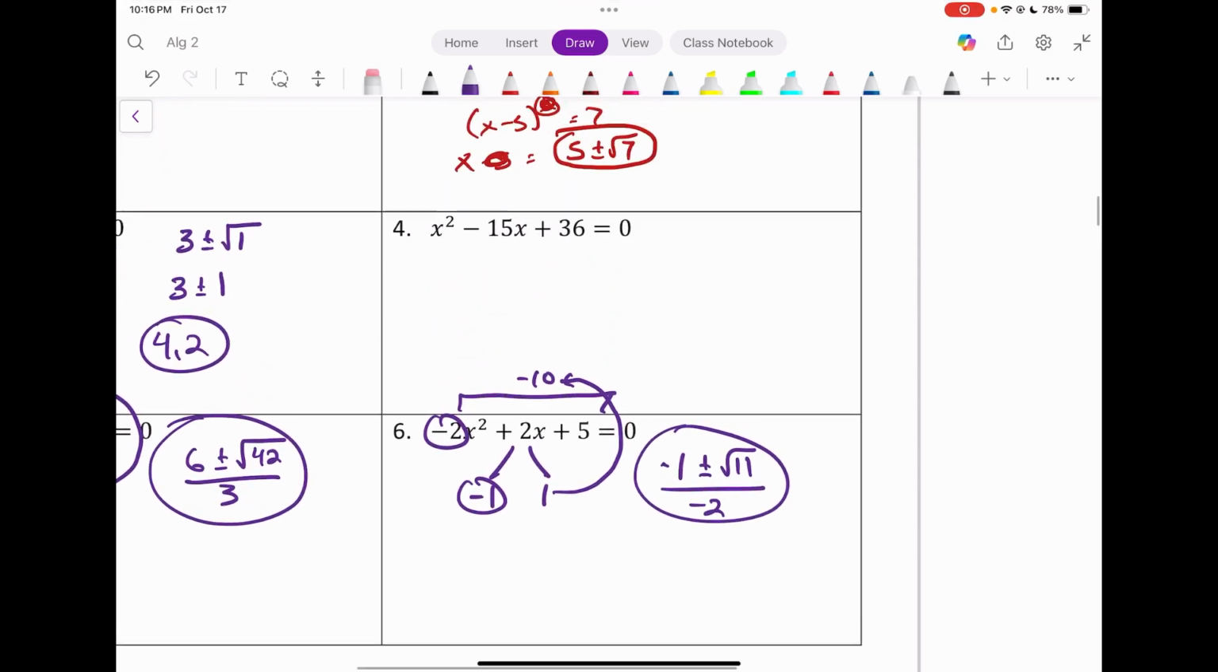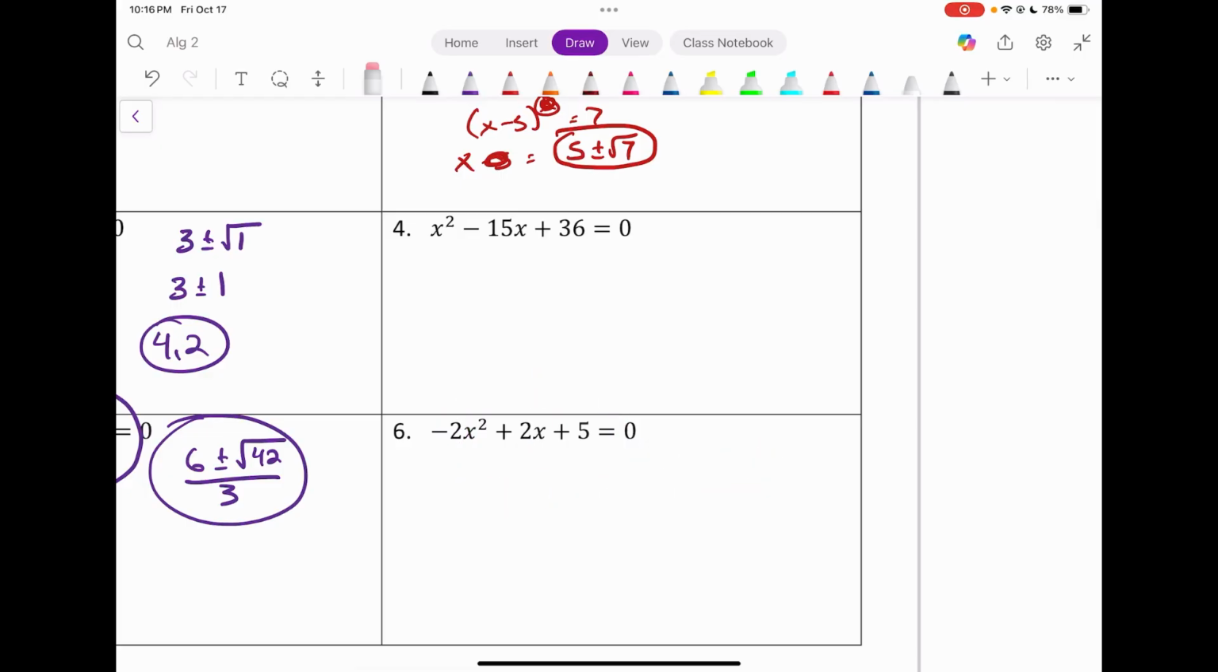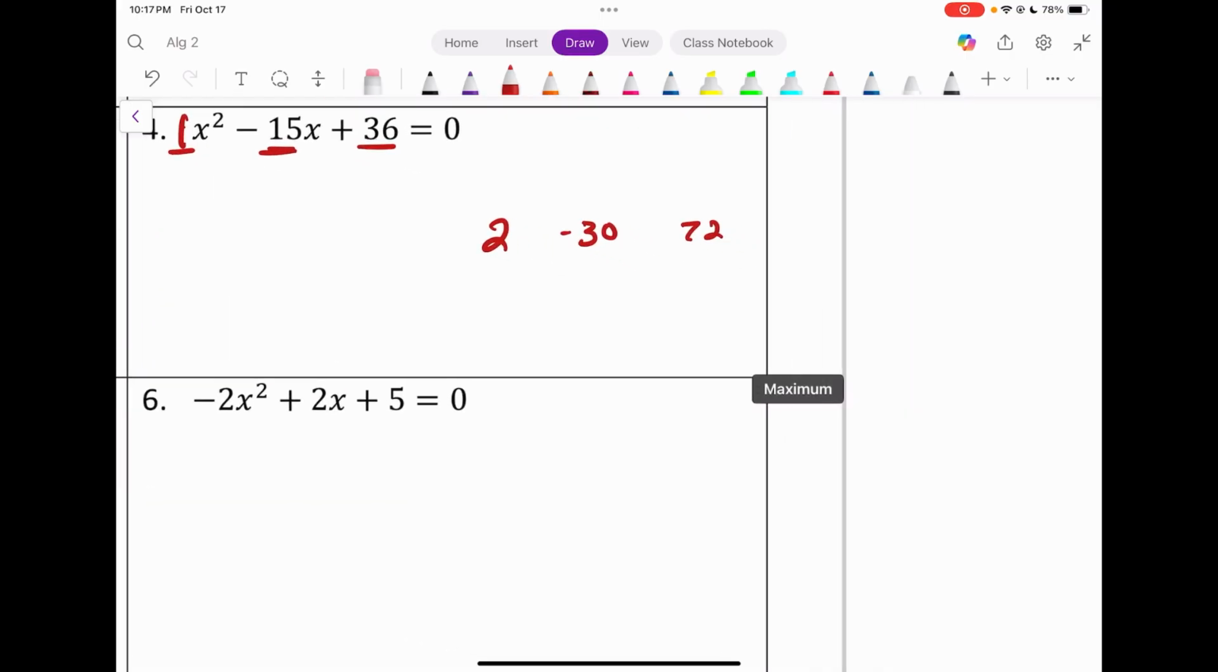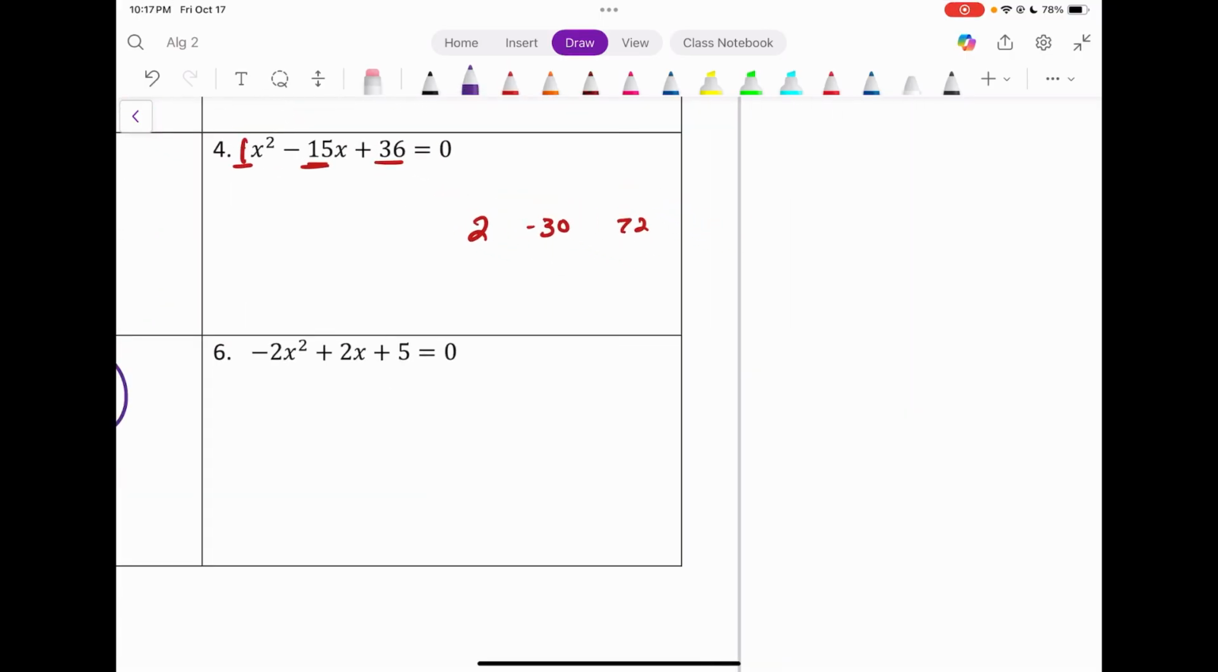Let's go back and show you what happens if you have an odd number in the middle. Okay, there is an extra step that makes this a little bit easier. If the middle number is odd, you can actually double all three of these numbers, and I'm just going to write them over to the side. 2, -30, and 72. If you double them all and then do the exact same thing, you don't have to worry about changing your answer or anything like that. The answer works out for you.